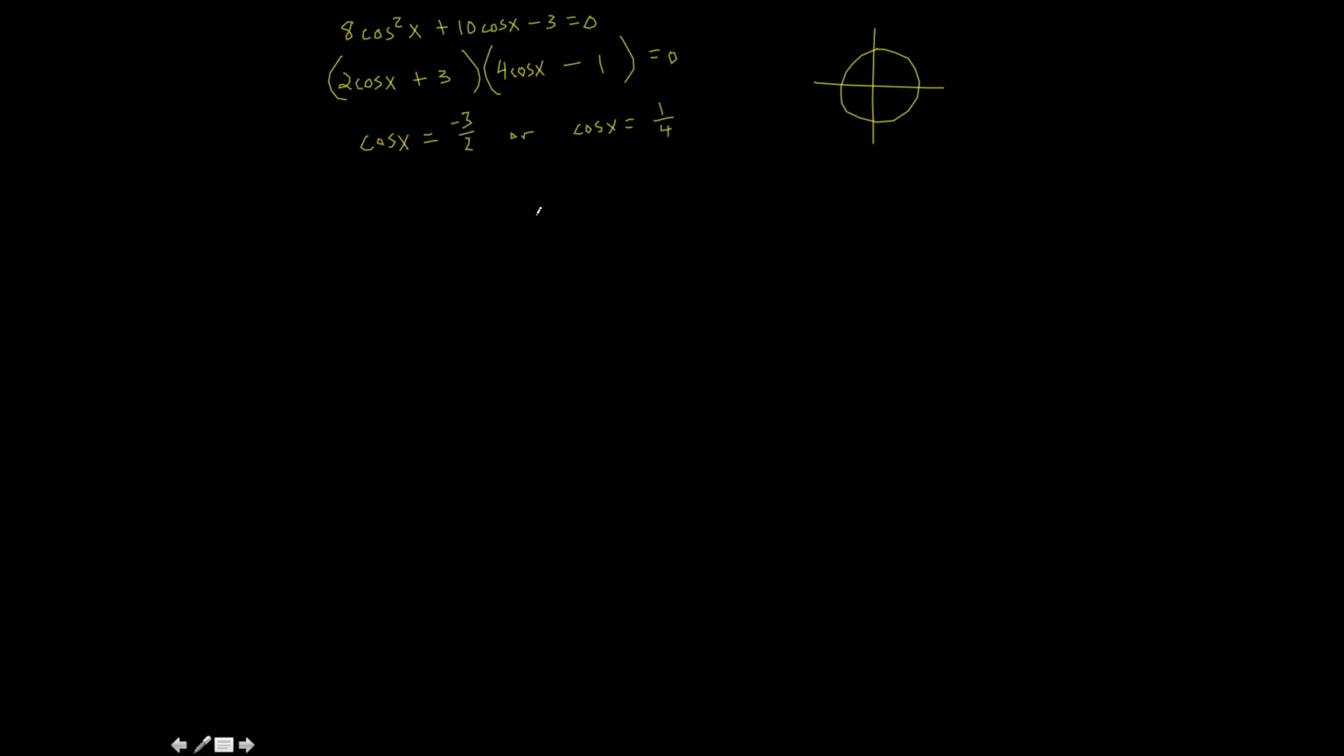Now, cosine x is 1/4. It's going to be either in quadrant 1 or quadrant 4, because remember, this point is 1, this point is -1. So 1/4 would be somewhere in here, because the cosine represents the x values. That's how I know that. So cosine would be somewhere in here.